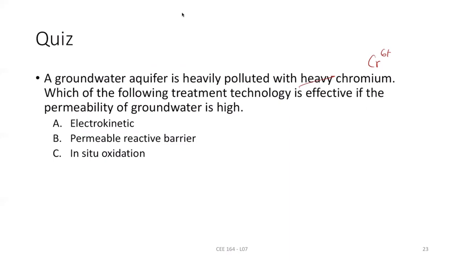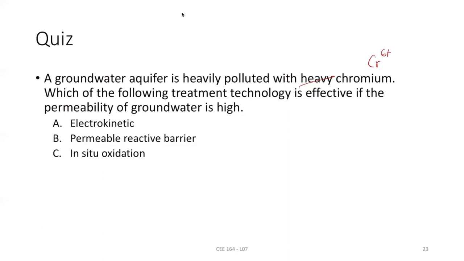Electrokinetic, on the other hand, is actually more efficient if you have low permeable soil. I think we discussed that a long time ago. The reason is you don't want a short circuit because the ions have to flow. If you have a very permeable site, the water will bypass it. So that's why electrokinetic is more efficient in clay soil, which is low permeable soil. And with high permeability, as you see, the permeable reactive barrier is more important.